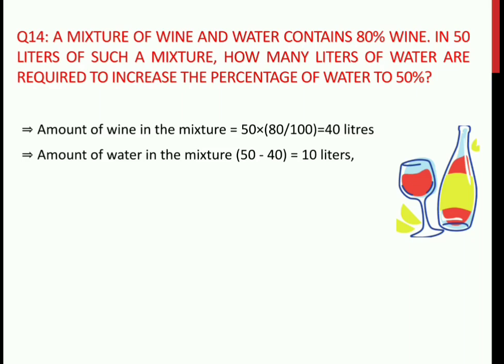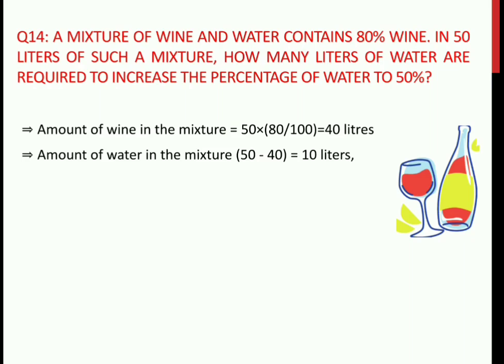Now, in this case, we have to add water to the mixture in such a way that the percentage of water is 50%. So if the percentage of water is 50%, then the percentage of wine will also be 50%, right? So in the new mixture, the ratio of wine to water will be 50% by 50%, which is nothing but 1:1. 1:1 means what? There is an equal quantity of wine and water in the new mixture.